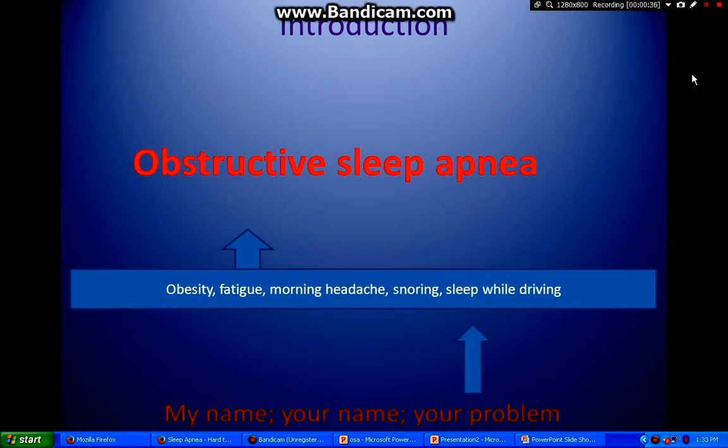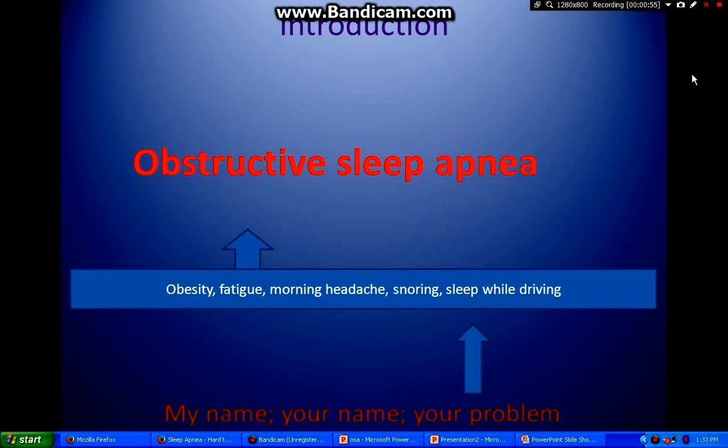Other things can also be irritability, impotence. These can be the other problems that can also be there. So today our topic is obstructive sleep apnea. These are the features with which patients can come to you. So you have to think that it could also be obstructive sleep apnea.